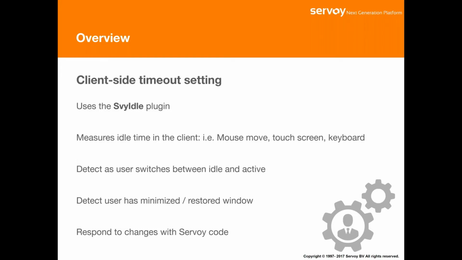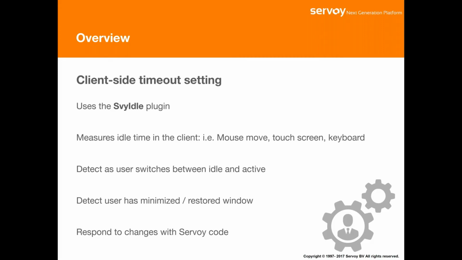The other demo we looked at was what I call client-side timeout. So this is really detecting if the user's not doing something and if you want to time them out. This uses the SVY idle plugin. It's available through the Web Package Manager and on a GitHub repository. And what this does is it measures idle time down in the browser. And this would be measured on things like if they're moving the mouse or they're touching a touch screen or they're tapping on the keyboard. Actually, what events you want to capture and measure are up to you.